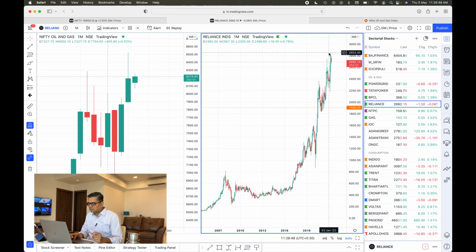Now the second stock which we saw is ONGC, which has a 14% weightage. So let's check ONGC.